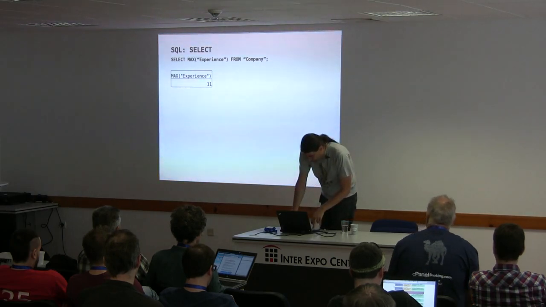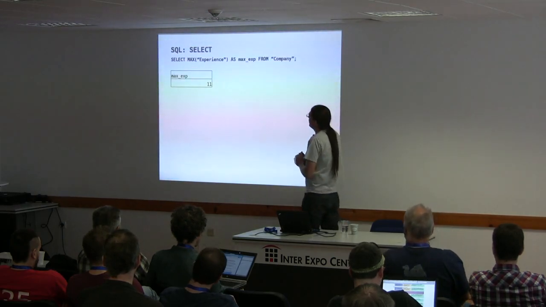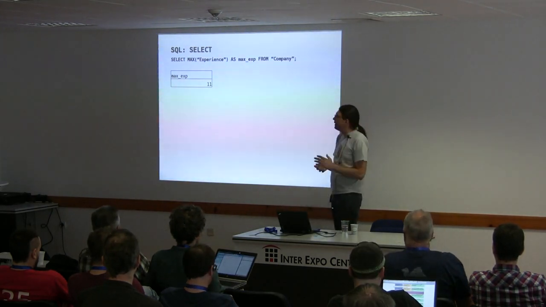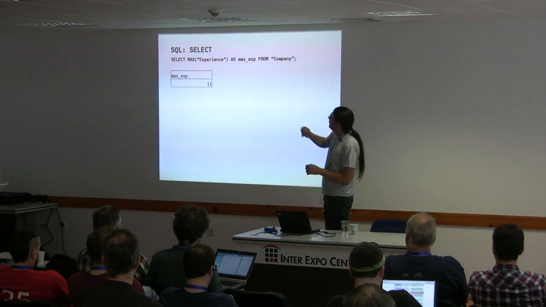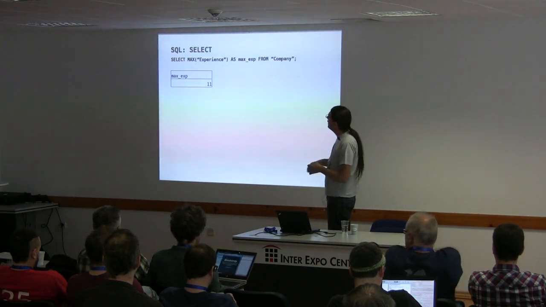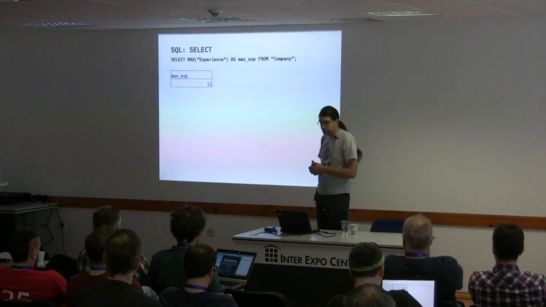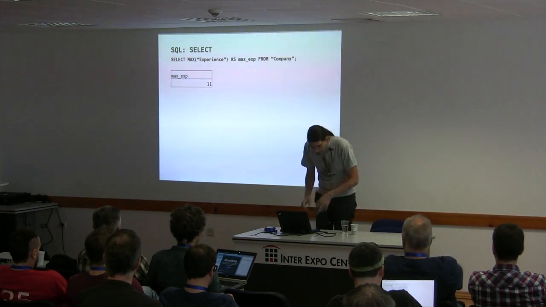Now, we can change this by aliasing the column. We can give a name to any expression. So what we did there, we again selected the maximum experience, but this time we gave it a name, maxx, and this is what we're going to get back. Again, simple stuff.